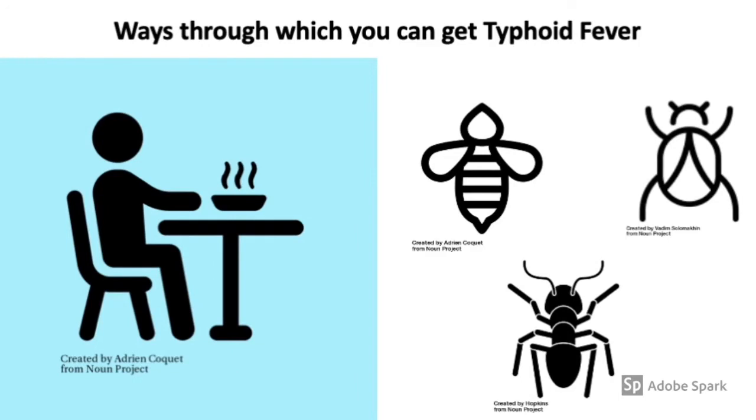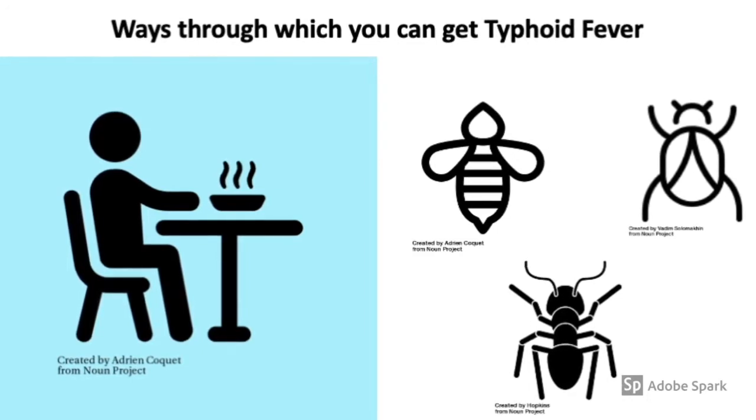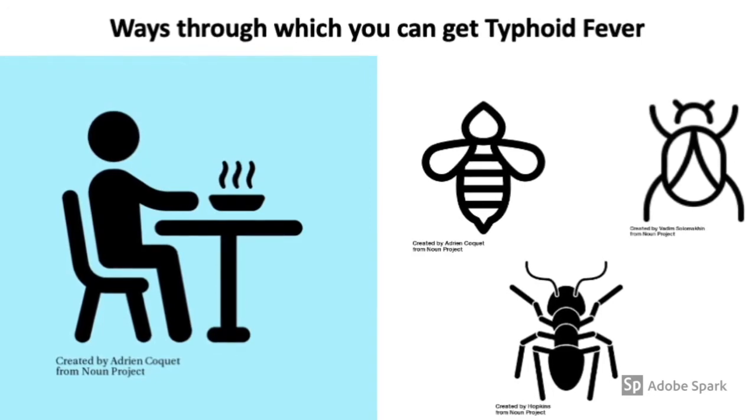Another way you can get typhoid fever is through the actions of insects and animals. These animals come into contact with infected feces and then spread to food and other surfaces. When we touch these surfaces and then touch our mouths or eat food, we get infected.